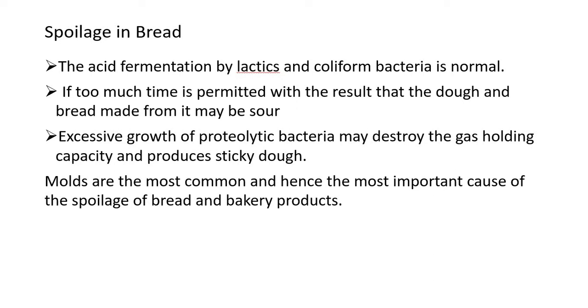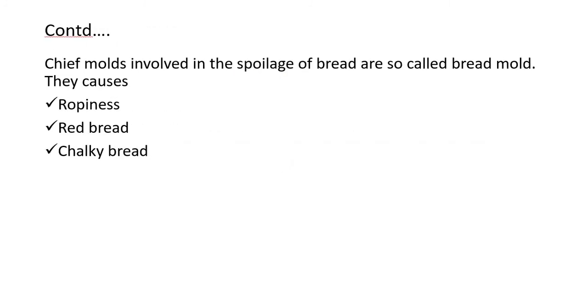Molds are the most common and hence the most important cause of spoilage of bread and bakery products. And also we can see the bread molds. The chief molds involved in the spoilage of bread are called bread molds. They cause different kinds of spoilage, like ropiness, red bread, and chalky bread. What is this ropiness or rope formation in the bread?